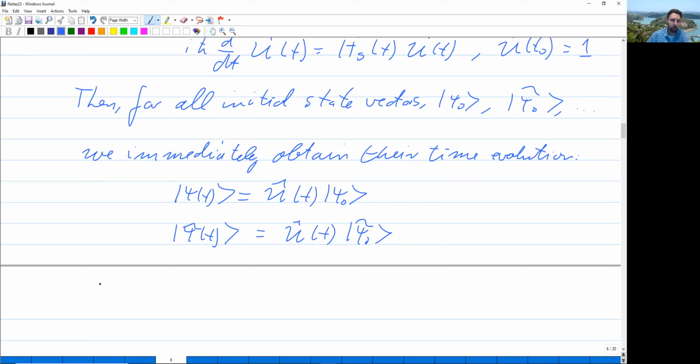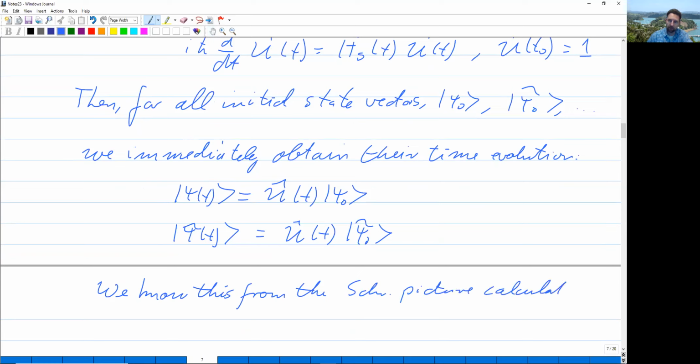We know this from the Schrodinger picture calculations, but it's also easy to check afresh. I leave it up to you to do this. It's a nice little calculation.